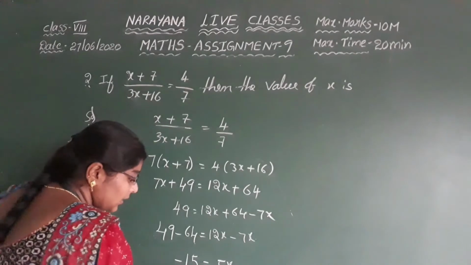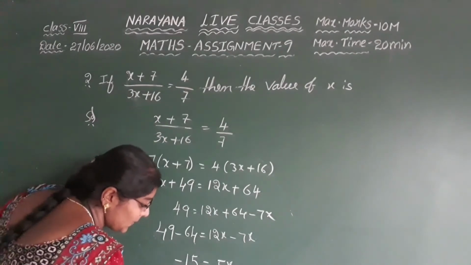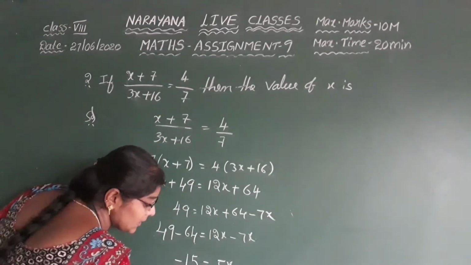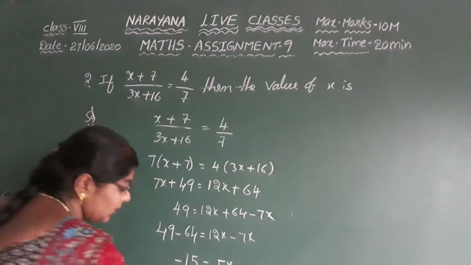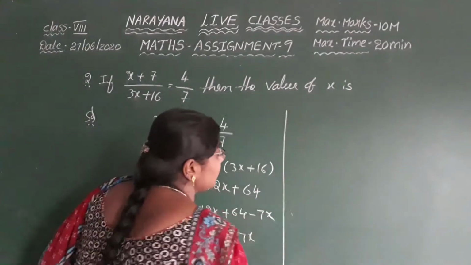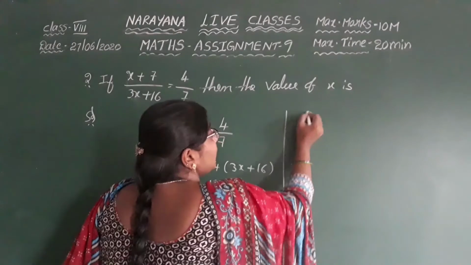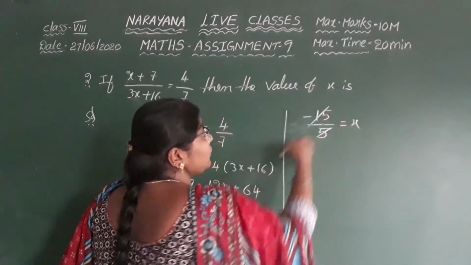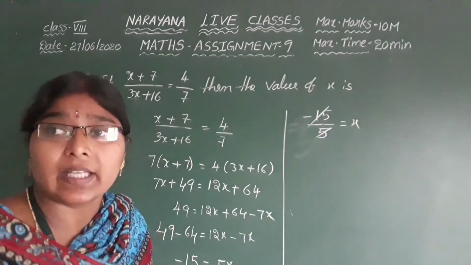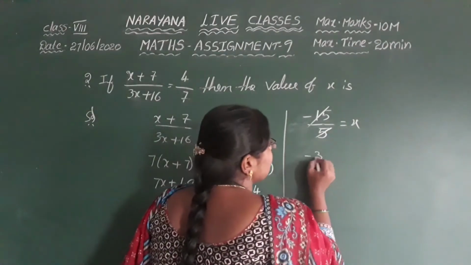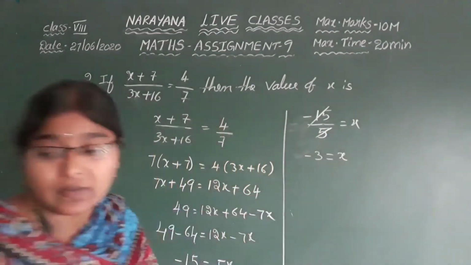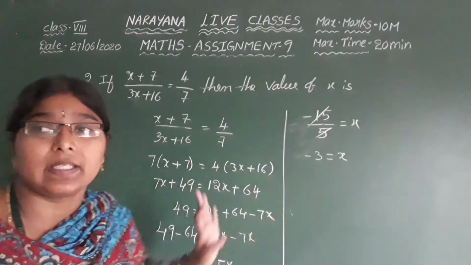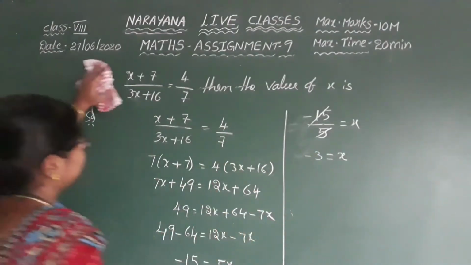Here we want to see, the 5 comes this side, means minus 15 by 5 is equal to x. Here I am writing minus 15/5 = x. In 15, how many times is 5 cancelled? 3 times it's cancelled. So what is the value of x? Minus 3. Okay, next we discuss the third question.